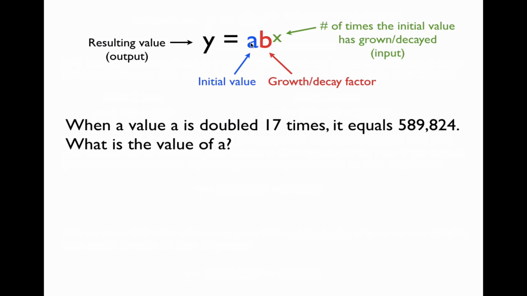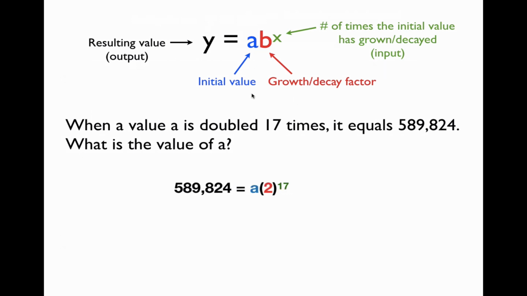So in order to find the value of A, we're going to need the growth or decay factor, the number of times it's grown or decayed, and the resulting value or the output. So let's read the problem again, and let's see if we can find those values. When a value A is doubled, so what are we doing to A? We're multiplying it by 2. How many times are we doing it? 17 times. And when we do that, it equals 589,824. So it looks like we're given the values of B, the growth factor, X, the number of times we're growing, and Y, the value that results. And what we want to do is solve for A.